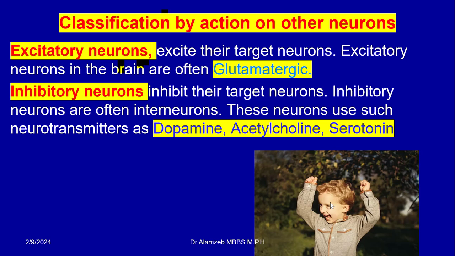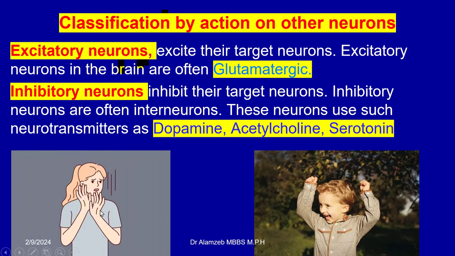neurons, their target neurons are inhibited in nature. Inhibitory neurons are often interneurons. As we discussed in the previous slide, these neurons use such neurotransmitters as dopamine, acetylcholine, and serotonin. They are inhibitory. Glutamatergic neurons cause excitation, and dopamine, acetylcholine, and serotonin in the central nervous system cause inhibition. Remember that dopamine has a dual action, excitatory and inhibitory. And acetylcholine at the neuromuscular junction is excitatory, while in the brain or central nervous system it causes inhibition.